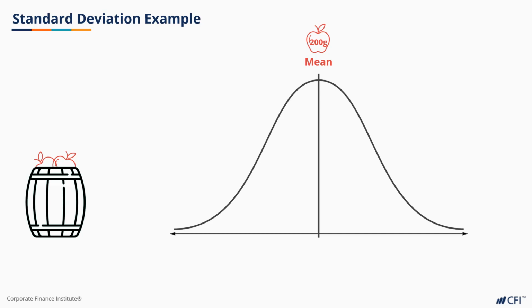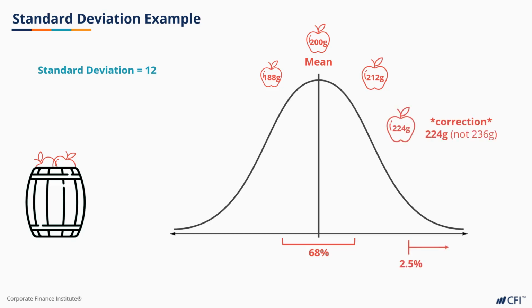So imagine we had a bucket of gala apples, and we knew that the mean weight of these apples was 200 grams. With a standard deviation of 12 grams, if we pick an apple out of our bucket, that would mean it has a 68% chance of being within 188 and 212 grams. It also means that we have only a 2.5% chance of pulling out an apple that is more than 236 grams. We'll come back to this idea as we get more into inferential statistics. For now, let's take a closer look at how variance and standard deviation are calculated.